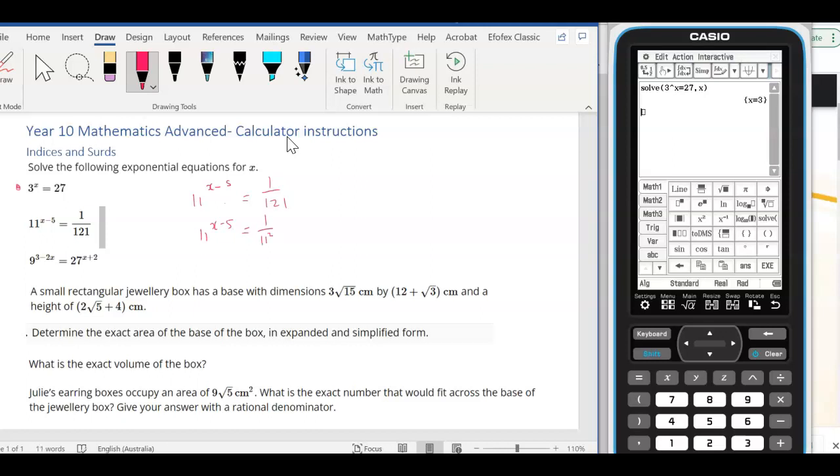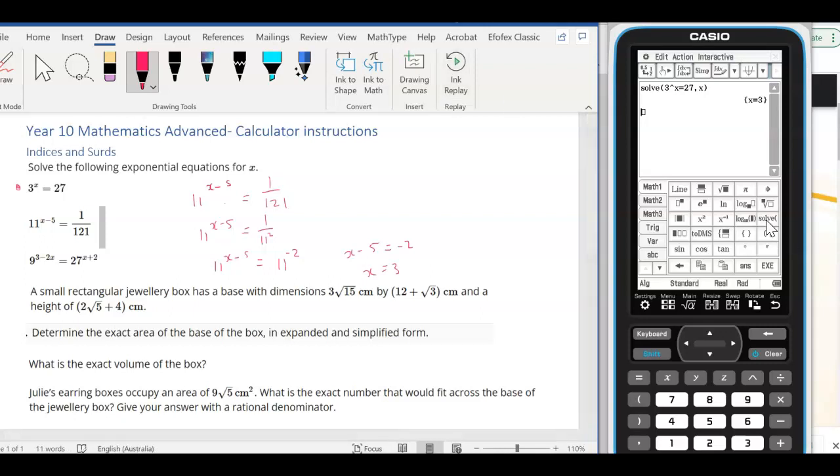So now I've got the same bases. It looks a little bit weird because the base on the right-hand side is part of a fraction. So to make it not a fraction, that 2 on the bottom comes up the top as -2. Now we have the same bases. So x minus 5 is equal to -2, and that means x is equal to 3.